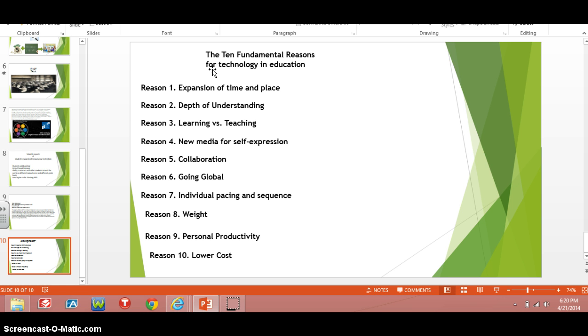And then reason 10, lower cost. Through the use of open free educational tools on the web, the dependence on expensive paper textbooks can be reduced. There's a growing movement to create and publish this type of material through organizations such as OER Commons, which stands for Open Education Resources, and the idea is to follow the open source model made popular by software projects such as Linux. Materials are created by the educational community itself, then freely shared.